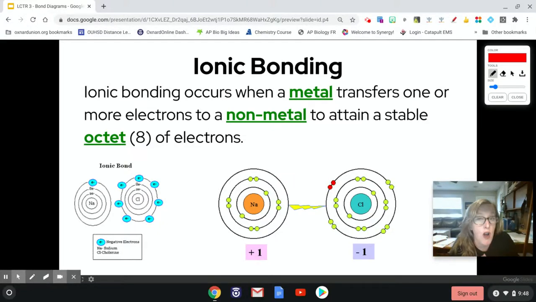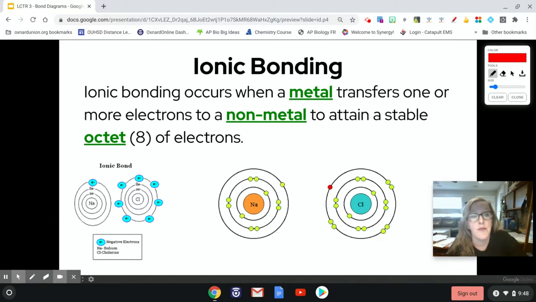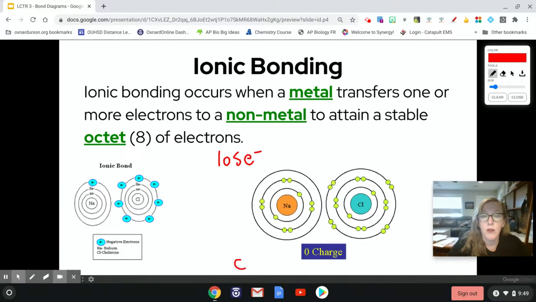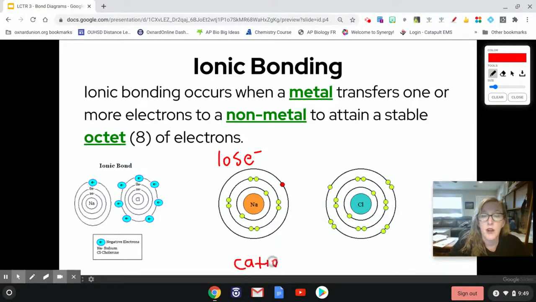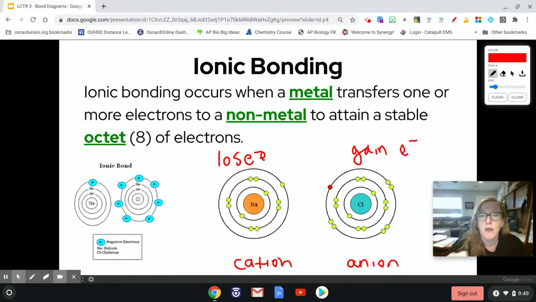Nonmetals have a much stronger force of attraction between the nucleus and the outer electrons. So, metals such as sodium tend to lose electrons, and they're going to become what are called cations, the positive charge. Nonmetals tend to gain electrons, and they're going to become anions, which are ions with a negative charge.